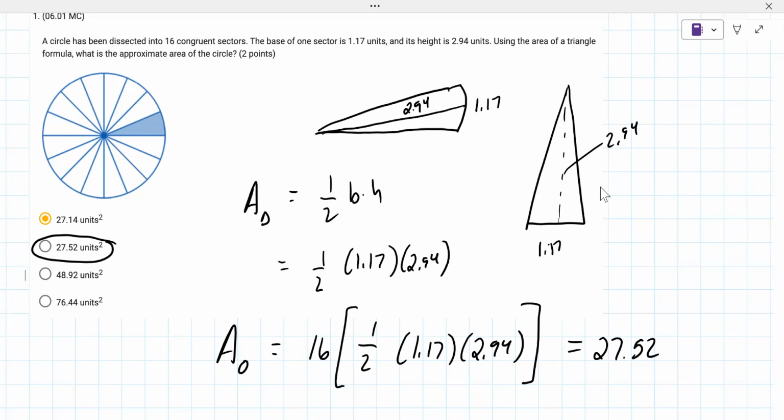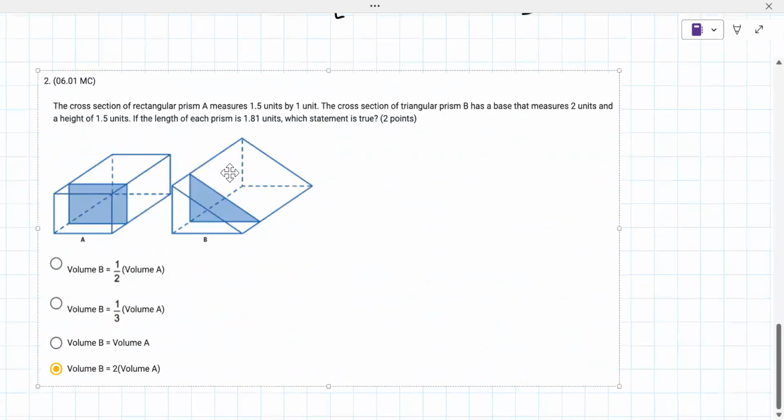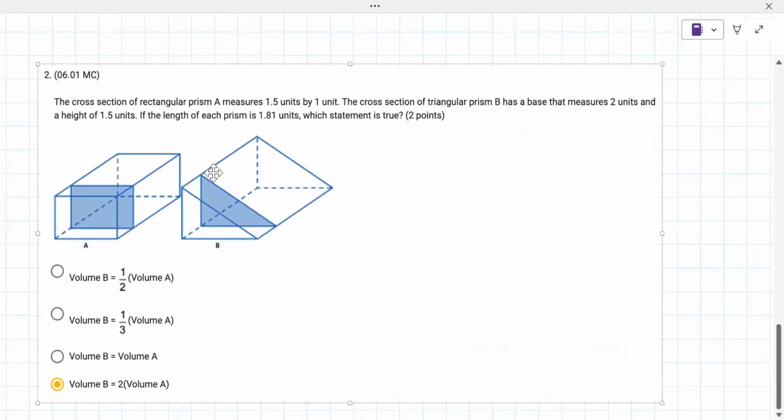All right. So the next one's in the chat now. Take a look here. All right, so the cross section of a rectangular prism measures 1.5 units by 1 unit. The cross section of a triangular prism B has a base that measures 2 units, height of 1.5 units. If the length of each prism is 1.81 units, which statement is true?